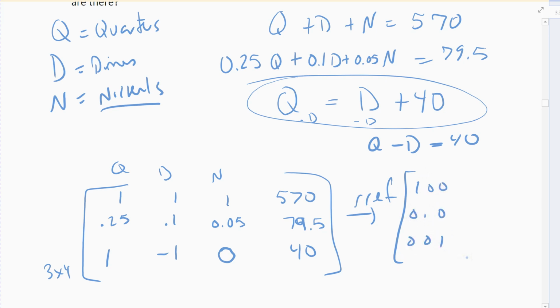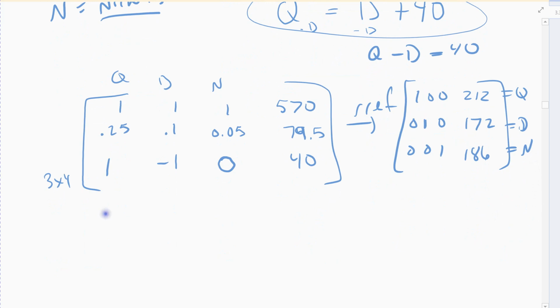Our one solution case. And if it does, it should come out 1s along the diagonal, and then the constants: 212, 172, 186. Remember, these are quarters, these are dimes, these are nickels. And you can check. Make sure you've got 40 more quarters than dimes, right? And I do. I have 172 dimes and 212 quarters. That's a 40 value difference.